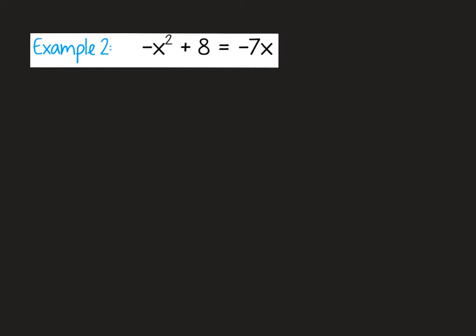All right, example 2. We can see that this is not in standard form, so that's the very first thing we're going to need to do. And the easiest way to get it into standard form is just to add the 7x to the other side. So that would give us negative x squared plus 7x plus 8 equals 0. Now remember, in standard form the x squared term comes first, the x term comes next, and then the constant term. So that's why I ordered it the way that I did.